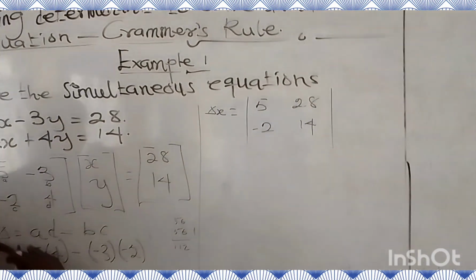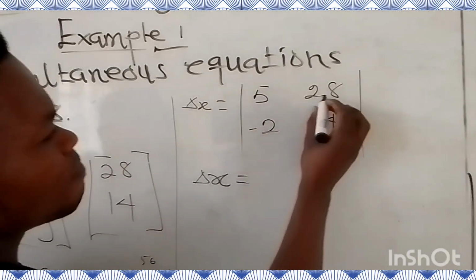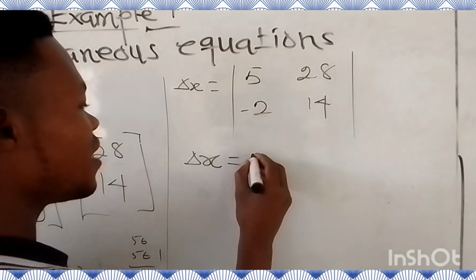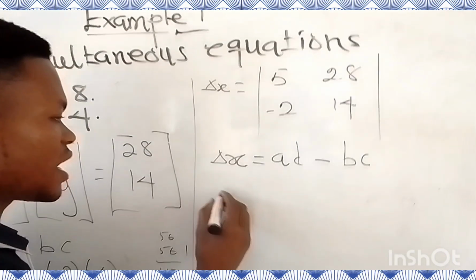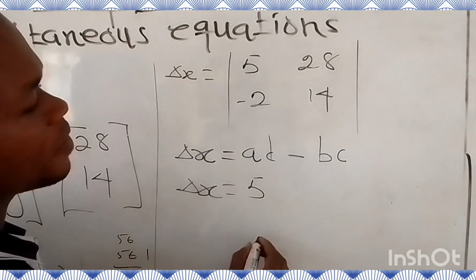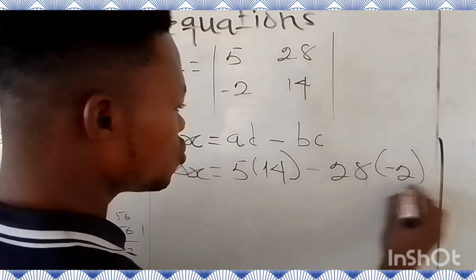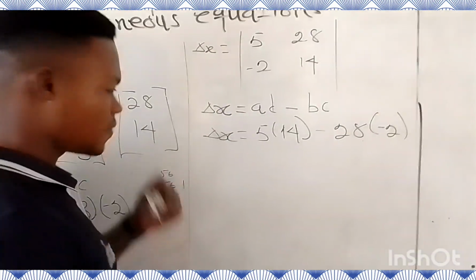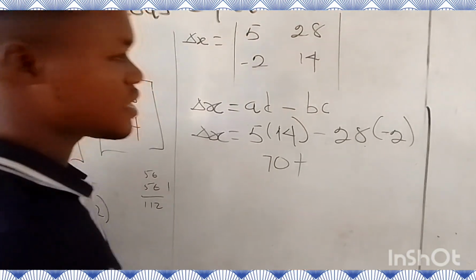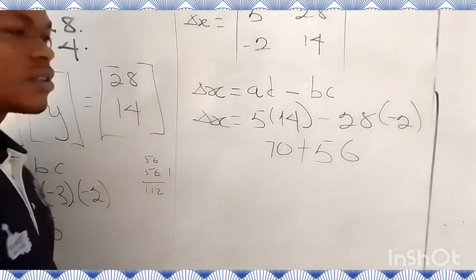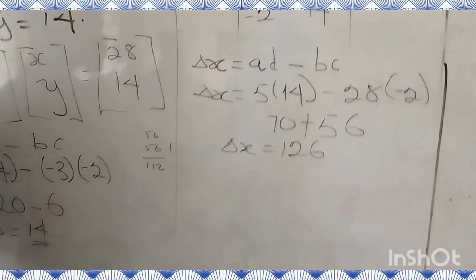Finding the determinant of x as we did before, with a, b, c, and d, the determinant is a times d minus b times c. So a is 5, d is 14, minus b, which is 28, times c, which is negative 2. So 5 times 14 gives 70, and since we have negative times negative, we have plus 28 times 2, which gives 56. So the determinant of x is 70 plus 56, which gives 126.